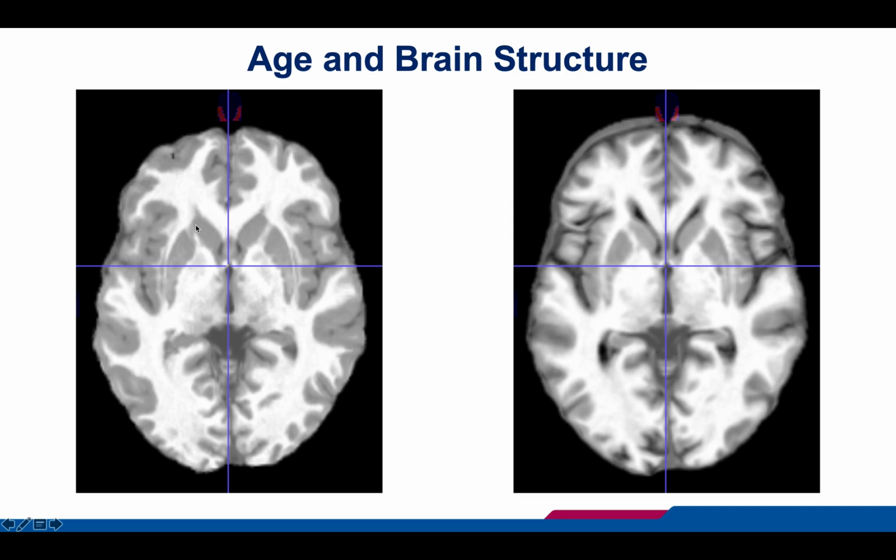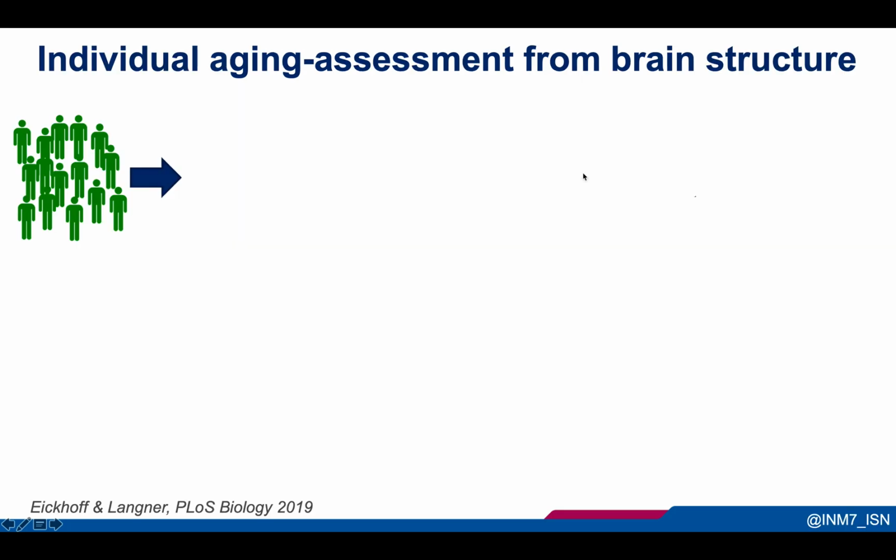Here, the frontal horn of the lateral ventricle. Or if you look a little bit more closely, you also see that the gray matter is much thicker and better demarked in the young than in the old subject. Can we use this information now for an individual assessment of aging based on brain structure?